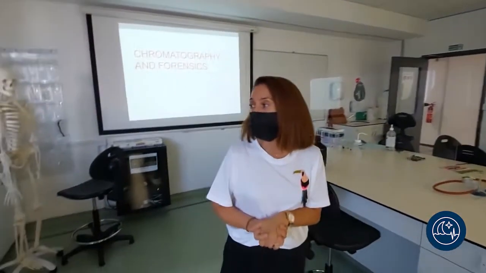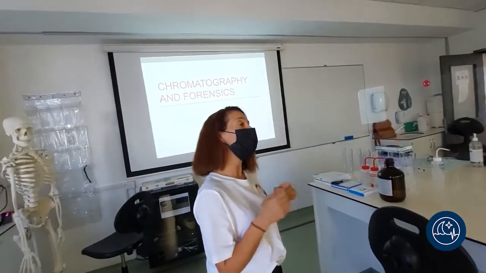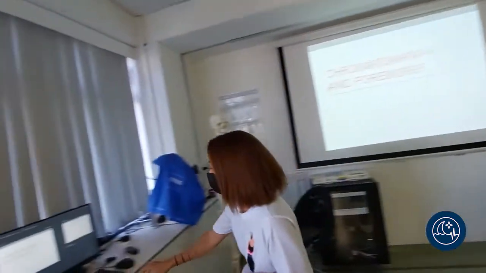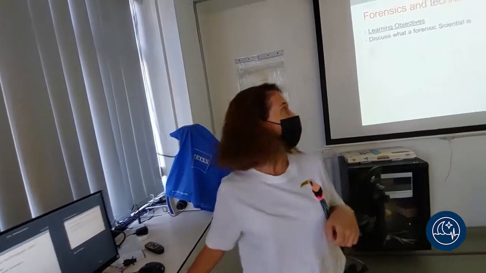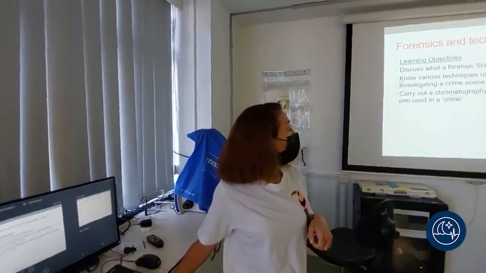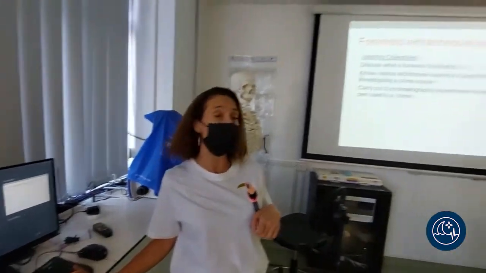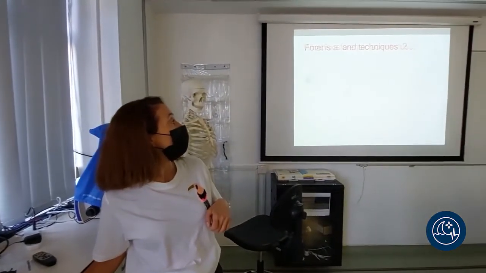Some movies are quite exciting, and there are a series of movies that people your age watch. So basically, chromatography is a lovely, simple experiment that forensic scientists use. And today we're going to quickly look at what a forensic scientist is. We're going to think about various techniques used by a forensic scientist when investigating a crime scene. And we're going to carry out a small experiment.